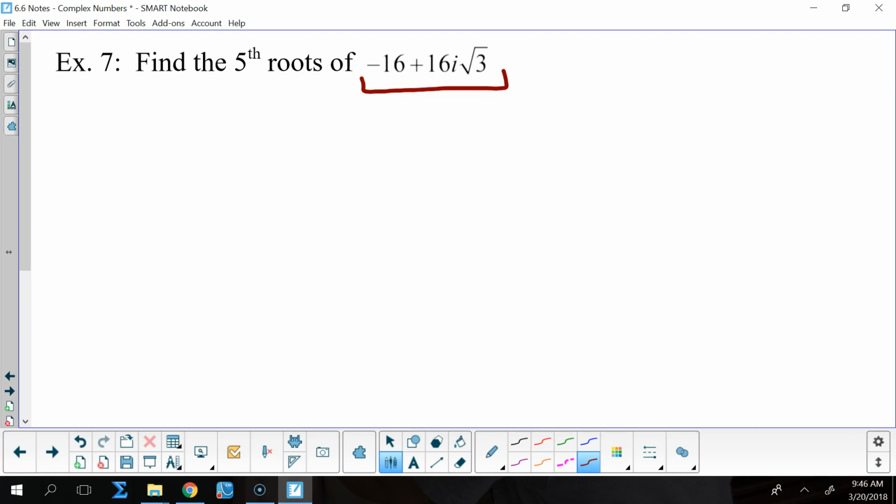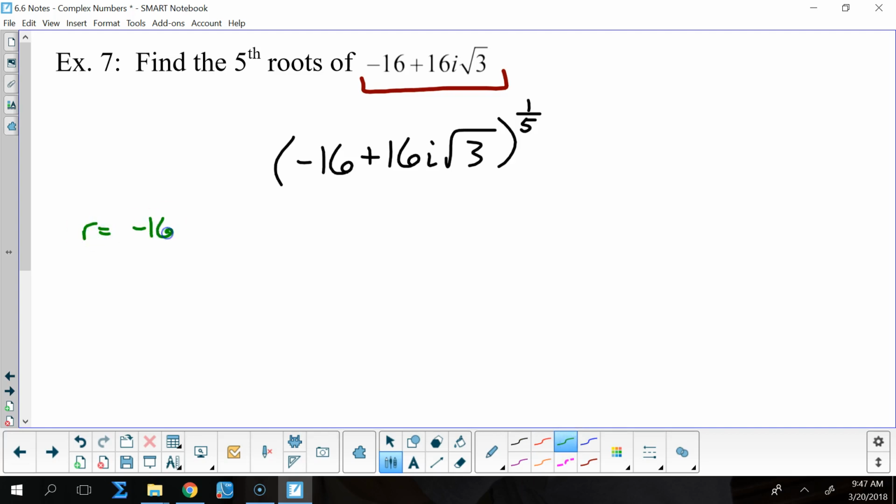Okay? The only difference is, this one's already in complex number form for us, right? So we want to take the fifth root of that. So it's going to look like that. Then I need to convert it into trig form. Yes? Okay. So trig form here, that would be what? So my R value would be the square root of negative 16 squared plus 16 square roots of 3 squared.